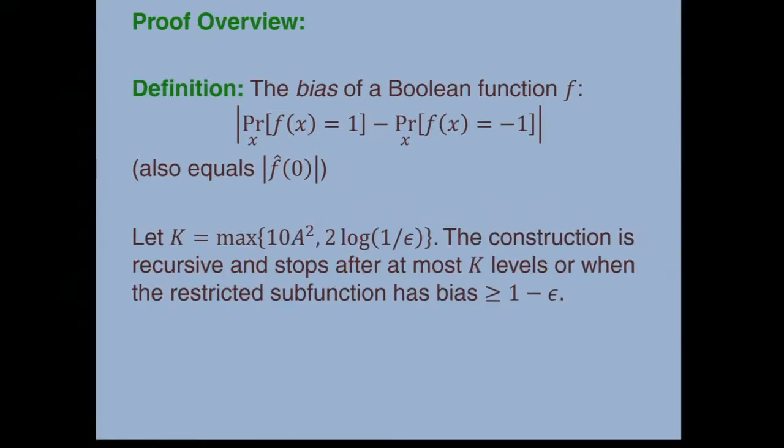And we're going to use a recursive construction. It's going to last at most k steps, where k is a testing parameter. It's just a bound on the depth of the recursion I'm about to make. So I have two stopping conditions. One is I reach k levels, and the second is I arrive at a highly biased function, with bias more than 1 minus epsilon.